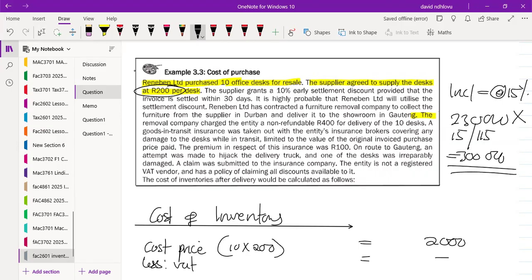However, for this one, there was no mention of the VAT being charged to the company. So the company did not pay any VAT. They also said the entity is not registered as a VAT vendor and there's a policy of claiming all discounts. So the entity was not charged VAT. That is why we are having zero there. But if there had been VAT and the amount already included VAT, we were going to deduct the amount of VAT, and that would have been the calculation. Any questions, good people? Are you understanding this?